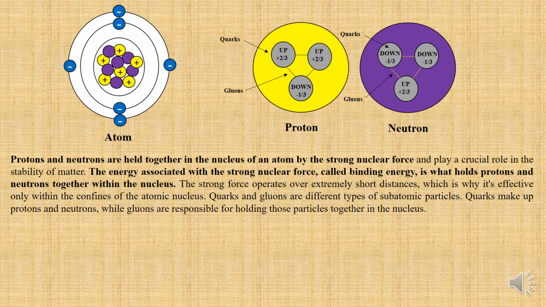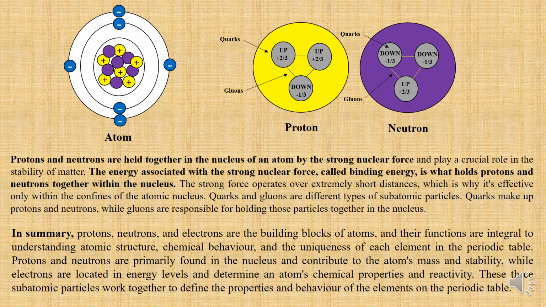Now, protons and neutrons are held together in the nucleus of an atom by the strong nuclear force, and they play a vital role in the stability of matter. The energy associated with the strong nuclear force, called binding energy, is what holds protons and neutrons together within the nucleus. This strong force operates over extremely short distances, which is why it's effective only within the confines of the atomic nucleus. Quarks and gluons are different types of subatomic particles. Quarks make up protons and neutrons, while gluons are responsible for holding these particles together in the nucleus.